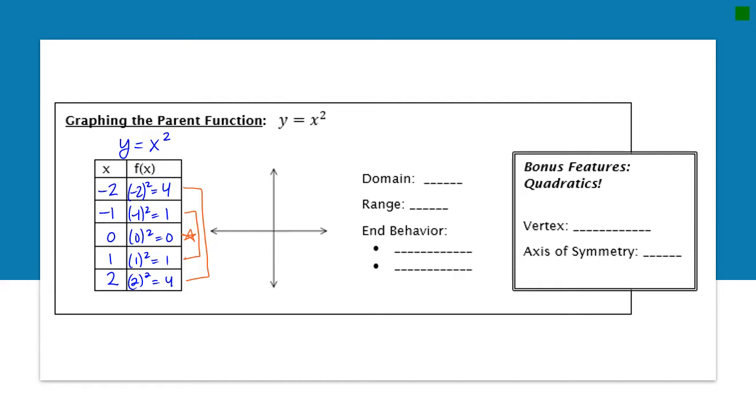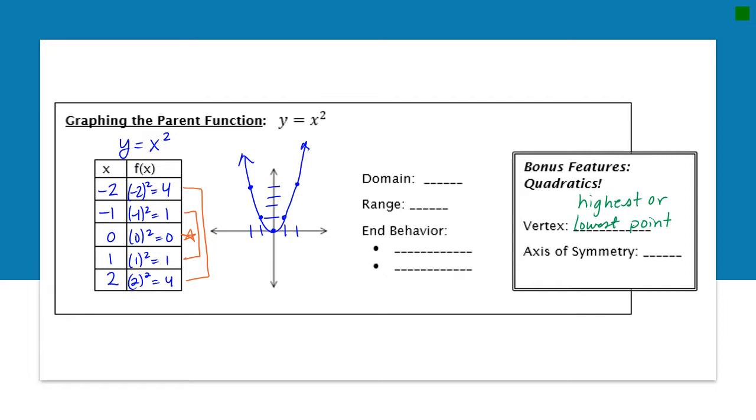This middle point that I put the star by has a special name. It's called the vertex. And depending on if the parabola is facing up or facing down, it's either going to be your highest or your lowest point. So I'm going to plot these points now. So I have -2, 4, -1, 1, 0, 0, 1, 1, and 2, 4. And then if I connect these dots, that's what creates the parabola or the parent graph for the quadratic family.